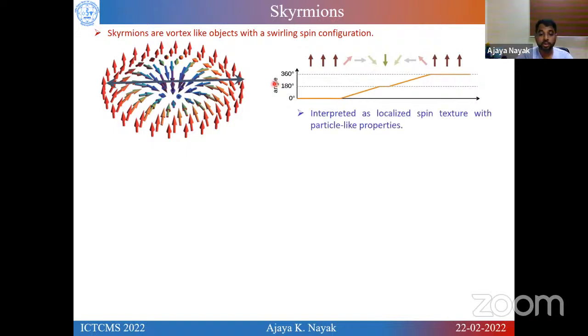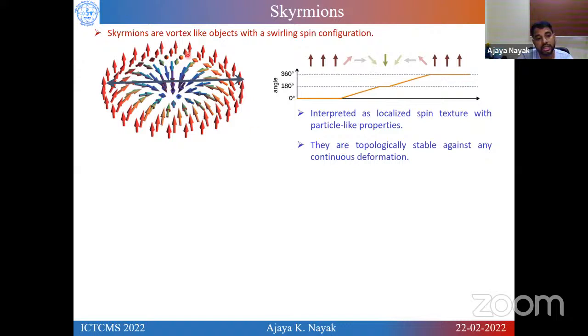Okay, so why are these skyrmions very interesting? They are interpreted as localized spin structures with particle properties. Although there are thousands of spins, they behave collectively like a particle. They are topologically stable against any continuous deformation. This point is the most important reason why these skyrmions are so important.